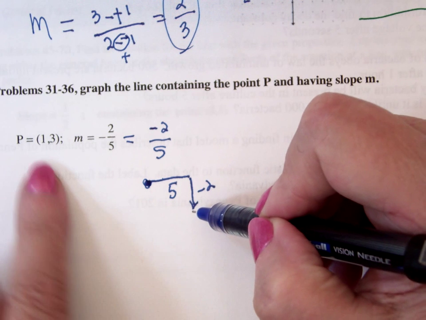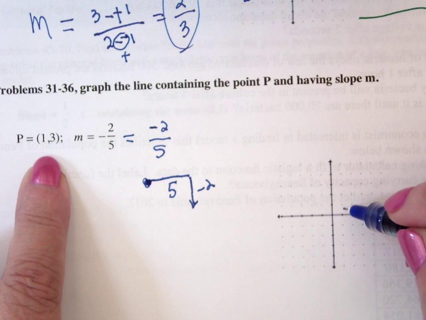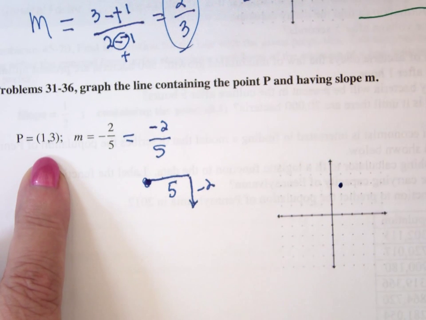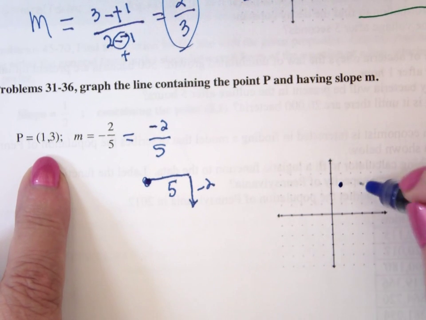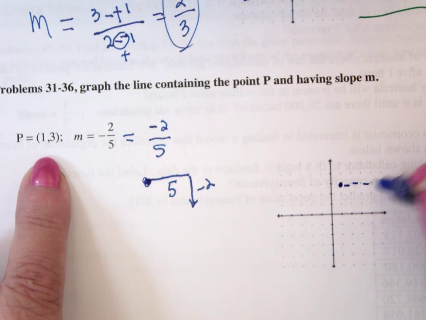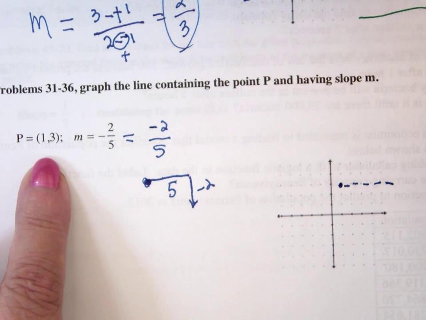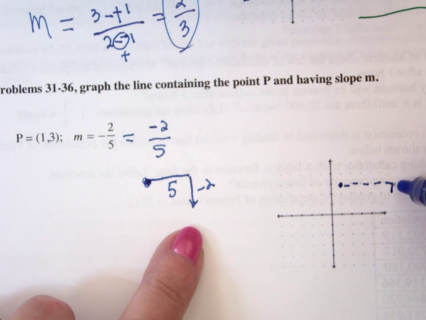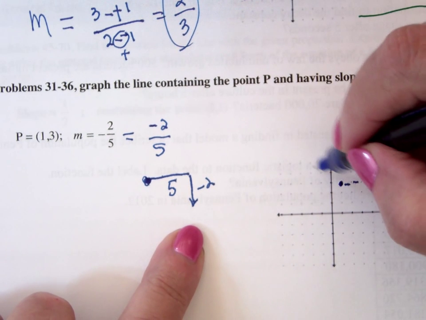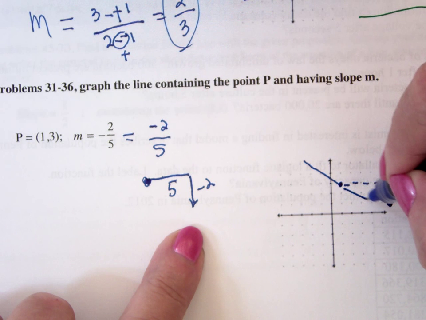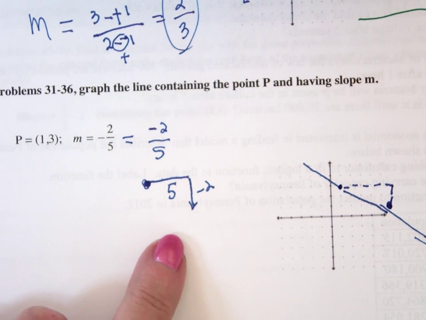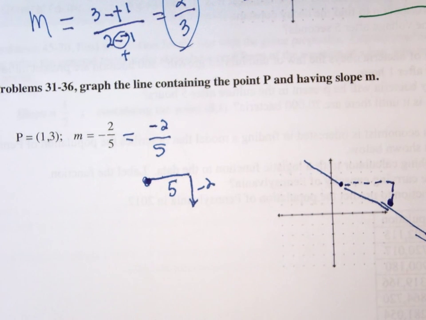go down 2. So that if I look at the coordinate point 1, 3, I'm going to run 5, 1, 2, 3, 4, and I'm slightly off my graph paper, 5. And then once I've run 5, I'm going to go down 2, 1, 2. That gives me a second coordinate point on that line, and then I can just go ahead and draw the line. This is the slope-intercept method of graphing. I'm slightly off, but you get the idea.